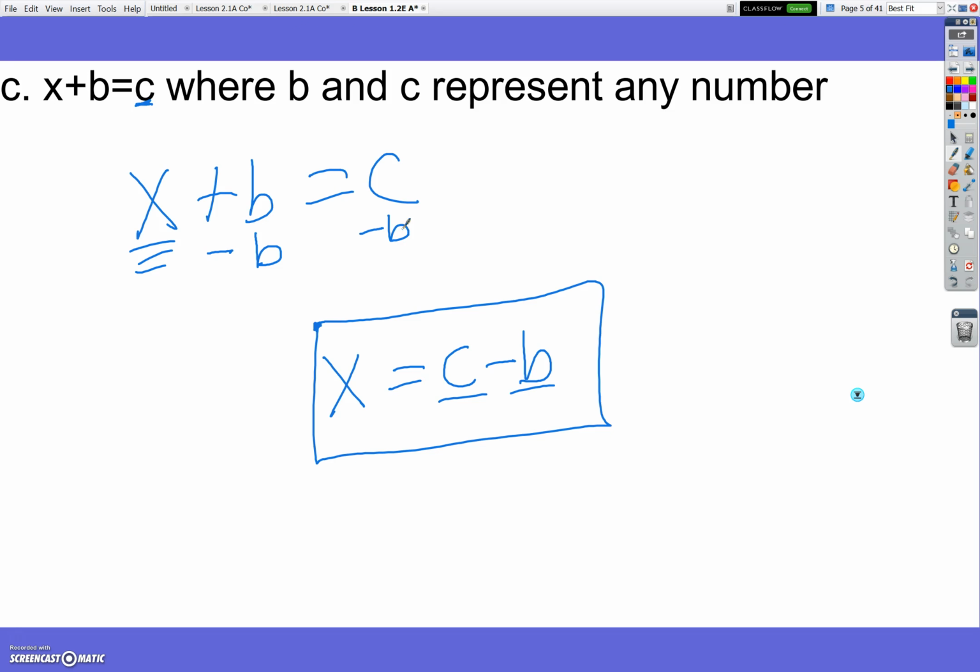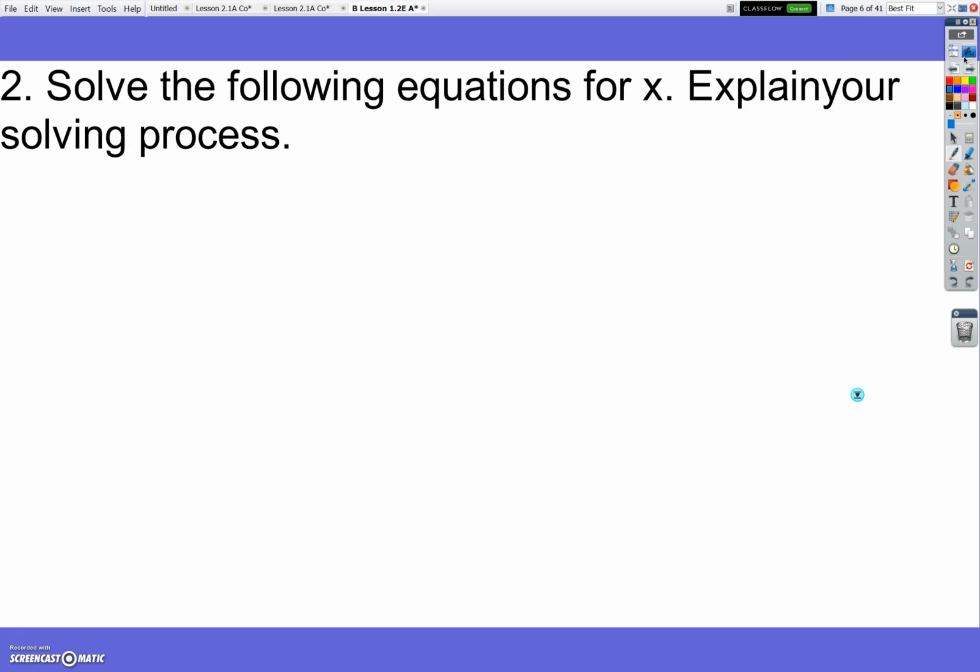There's nothing more you need to do, and you are done. So let's go and look at this now. We're going to solve the following equations for x. I want you to explain your solving process.